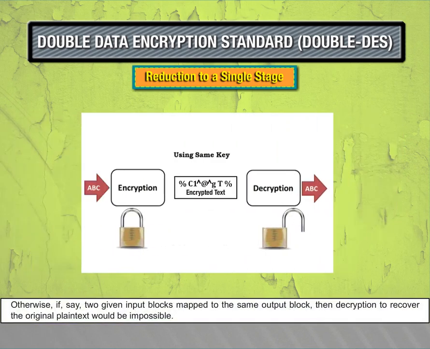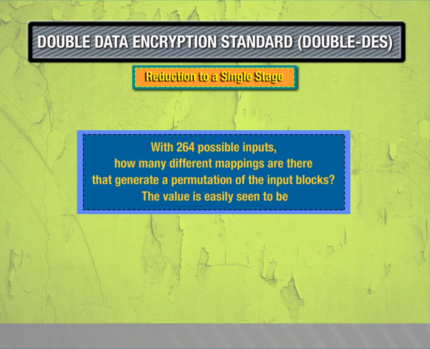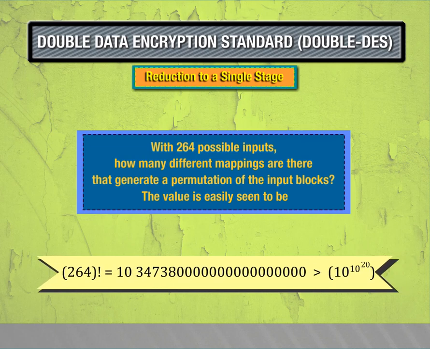Otherwise, if, say, two given inputs mapped to the same output block, then decryption to recover the original plaintext would be impossible. With 2^64 possible inputs, how many different mappings are there that generate a permutation of the input blocks? The value is easily seen to be 2^64 factorial, which is approximately 10^347380000000000000000, far greater than 10^20.